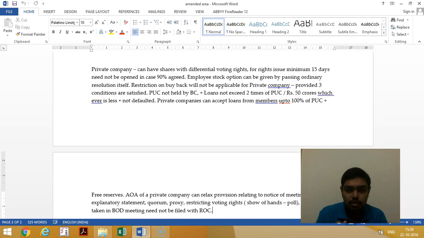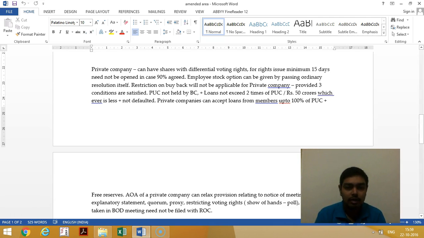Then the next amendment is, if they are satisfying three conditions. Condition number 1, the paid up capital is not held by a body corporate. Condition number 2, loans do not exceed 2 times the paid up capital or 50 crores, whichever is less. And condition number 3, the company has not defaulted on the loans.